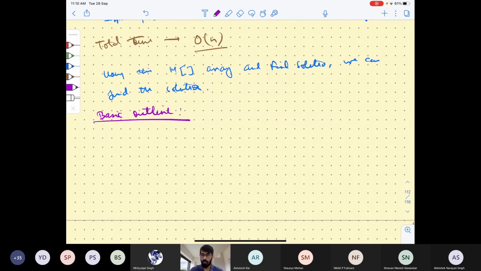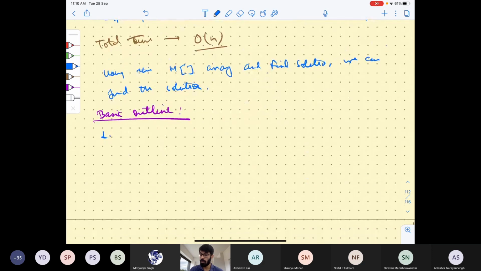So what is the outline? The first is that the subproblems should not be too many, right? Here we had just n subproblems and so on. So there are only a polynomial number of subproblems.